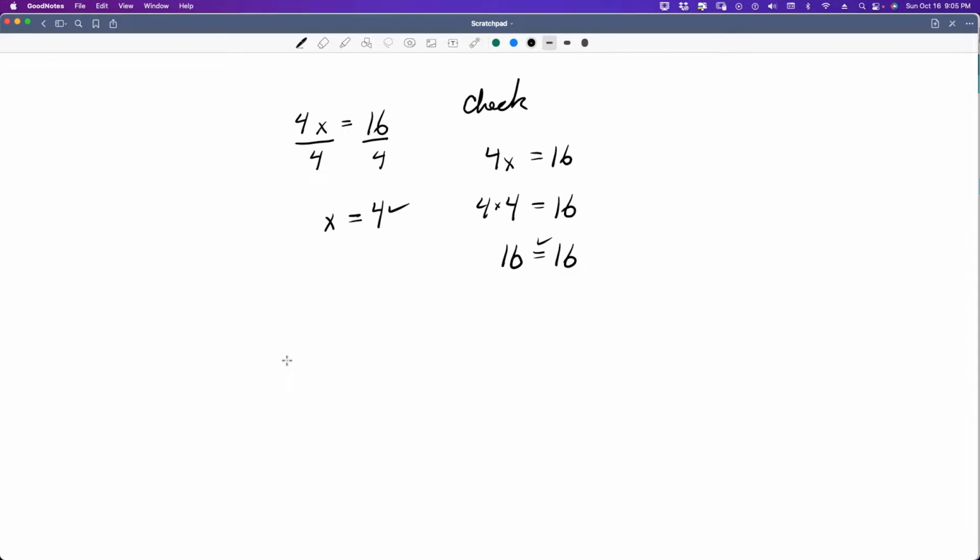So let me give you the multiplication and division rule for equations.